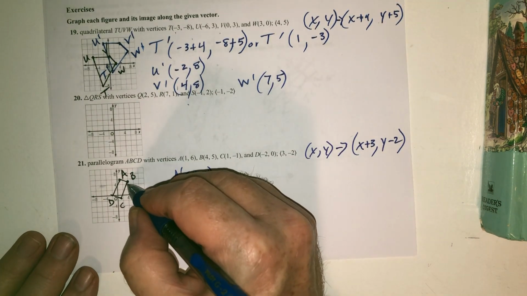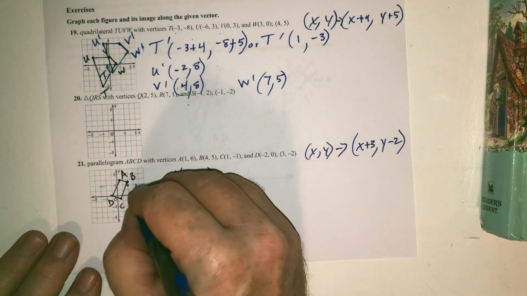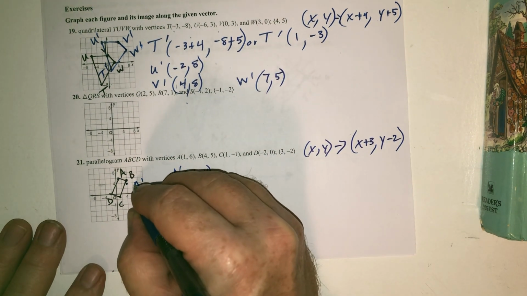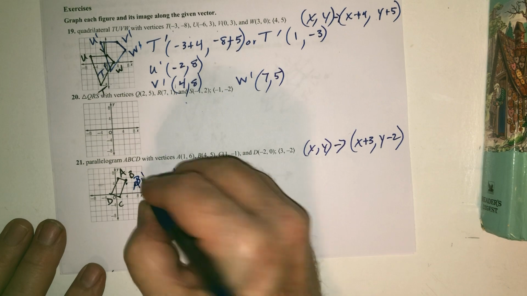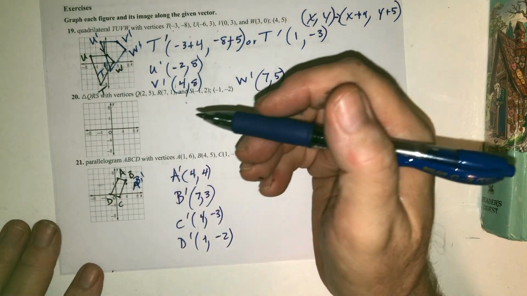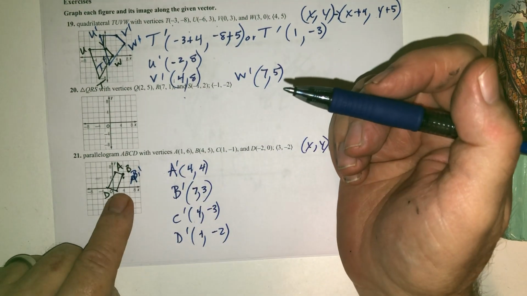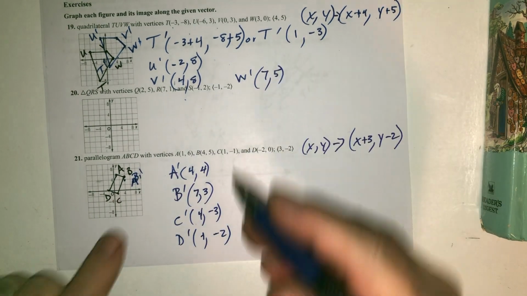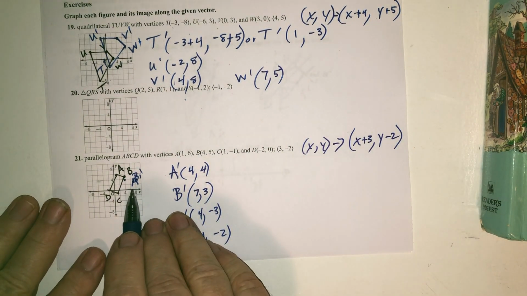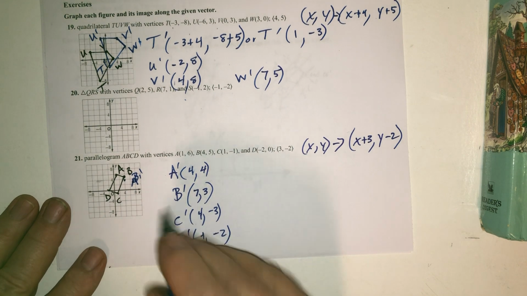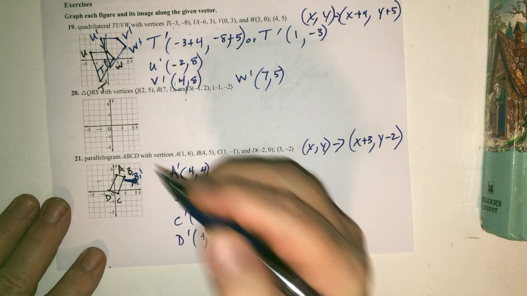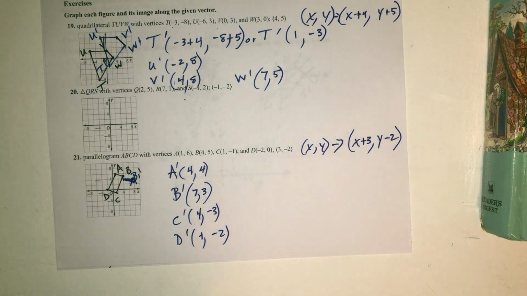4, 4 would be right here, so there's point A prime. 7, 3 would be right in the center of that box, B prime. Oh, where did I put that point? I don't think I put that one right. 4, 4, oh yeah. Okay. So 7, what was it again? 7, 3? Oh yeah, that would be right there.